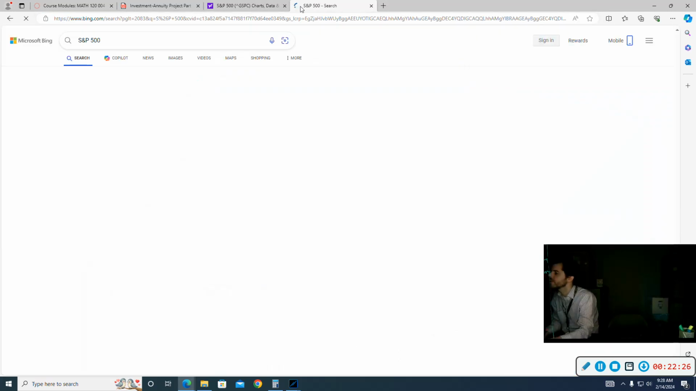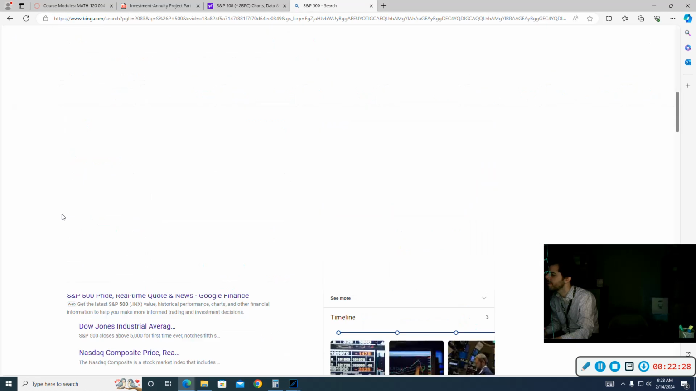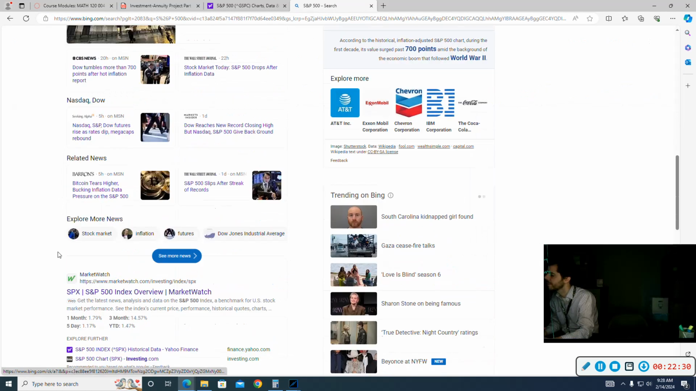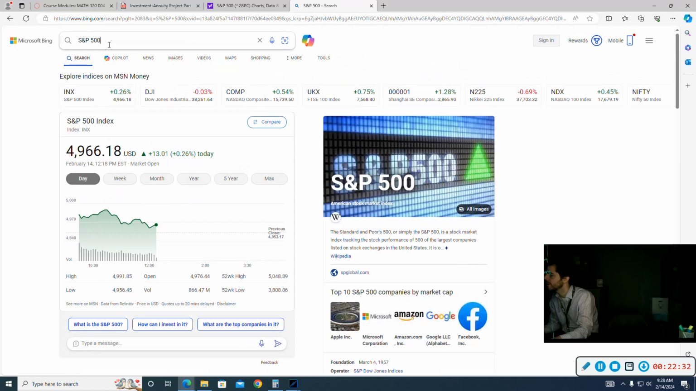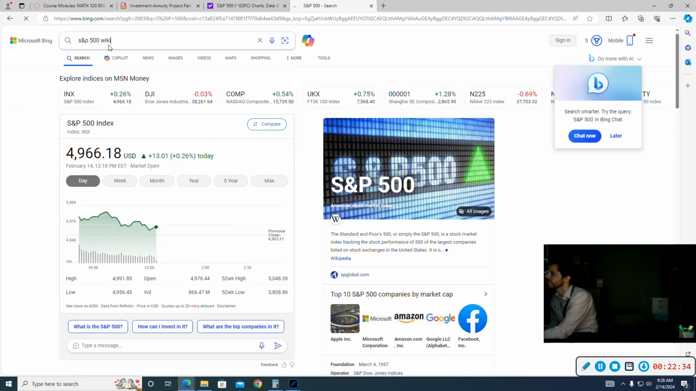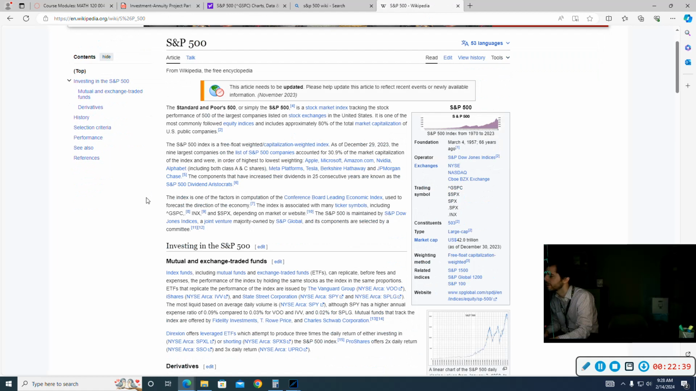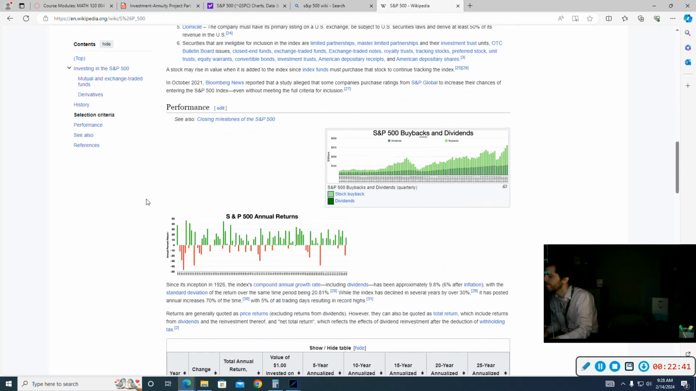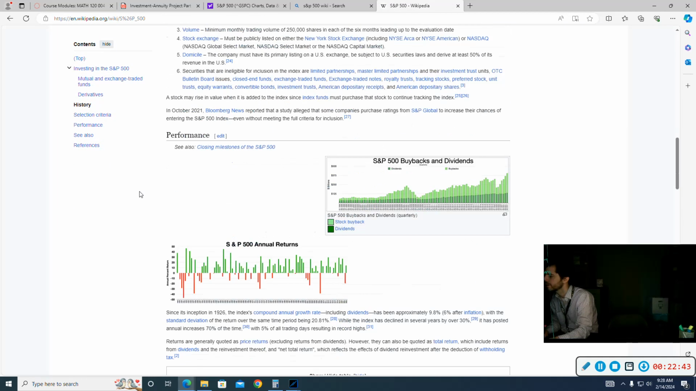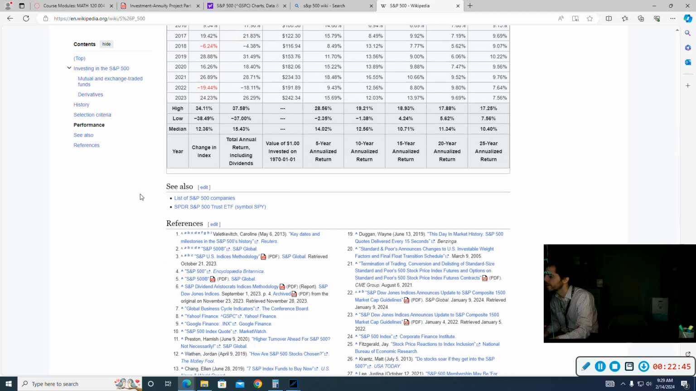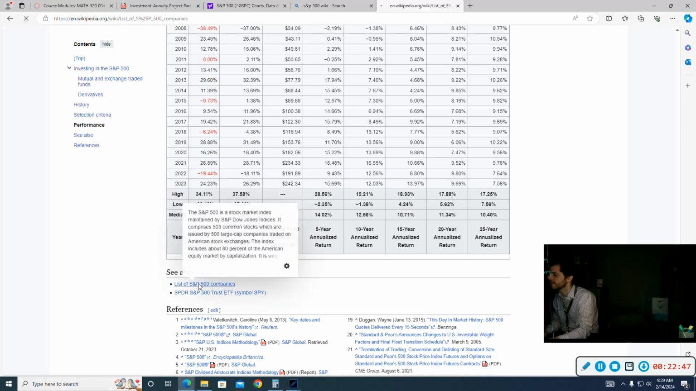Let's see what companies are in the S&P 500. Let's look at the Wikipedia article on it. What companies are included in it? That's always something you might be curious about. It has the selection criteria. Does it tell us what companies are included? Here they are, the list of S&P 500 companies.